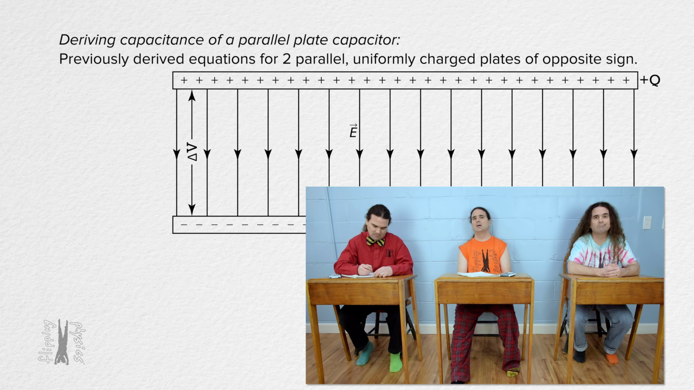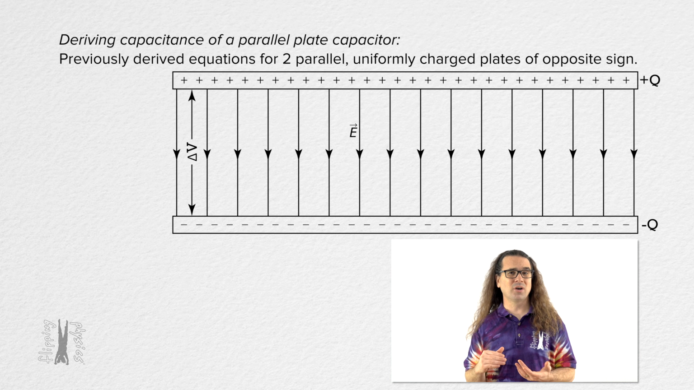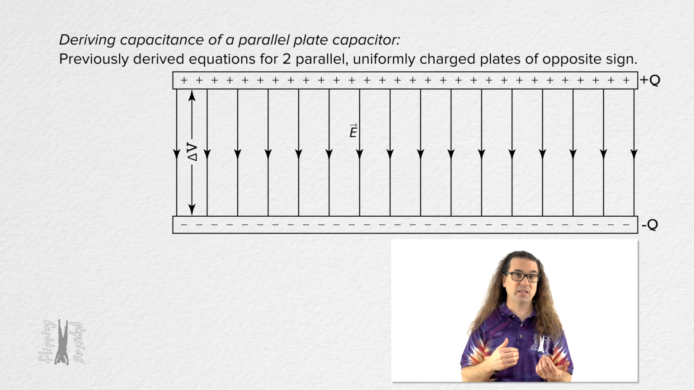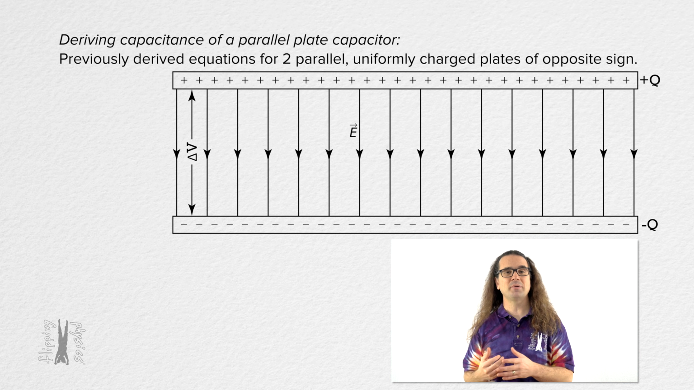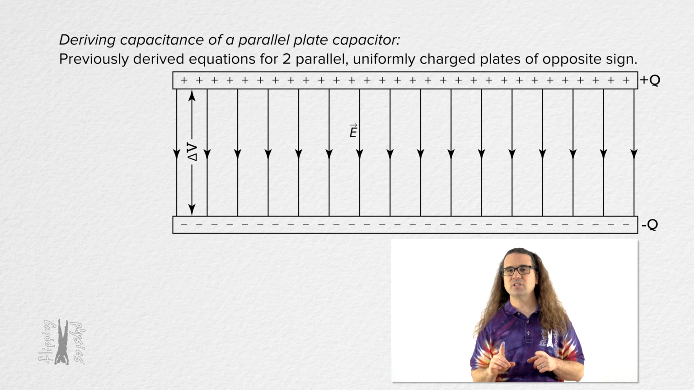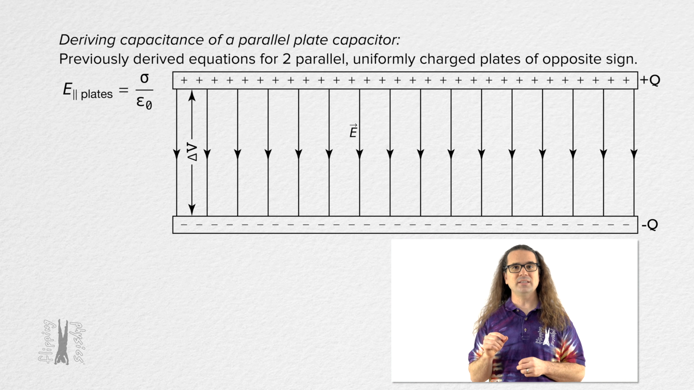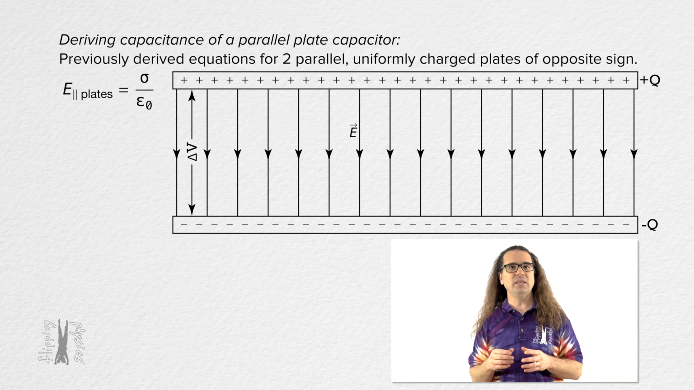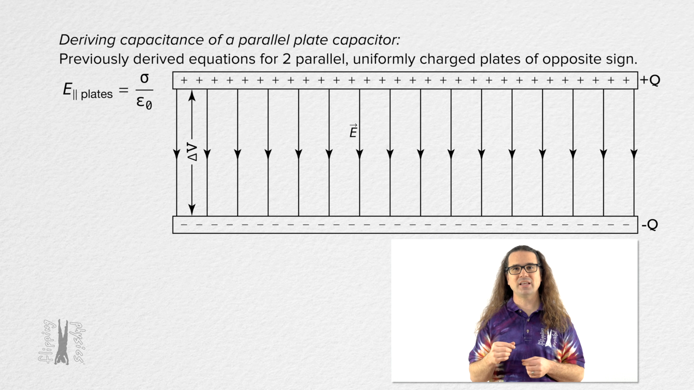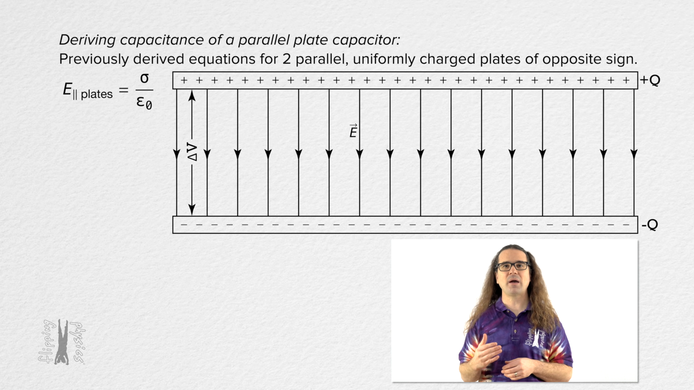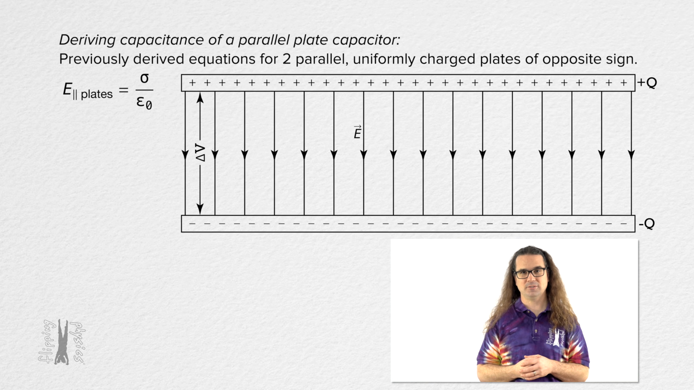Good morning. Flippin' Physics. Let's derive the equation for the capacitance of a parallel plate capacitor. We have actually already derived two equations for two parallel infinitely large charged plates with equal magnitude but opposite sign. The first is that the electric field between the two plates is constant and has a value equal to the magnitude of the surface charge density on one of the plates divided by the electric permittivity of free space.